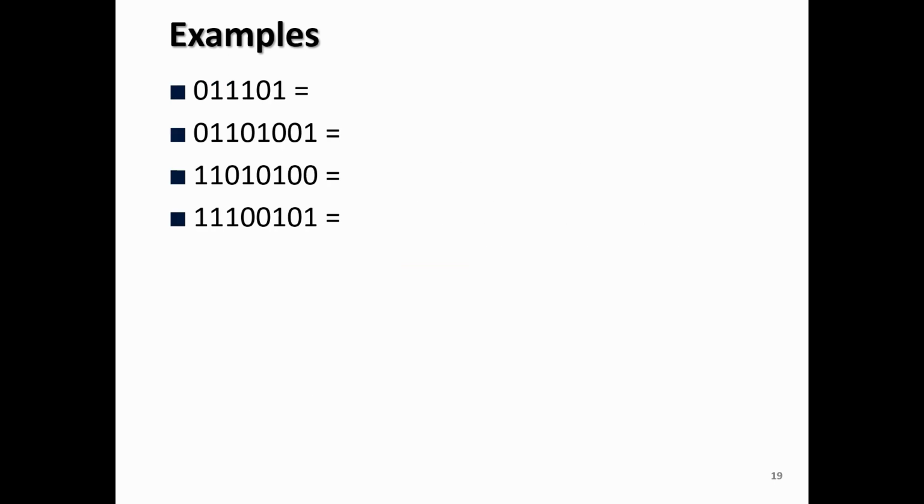So for example, we have these 4 binary numbers, okay? We're gonna do the first one. So we have to first look at the first bit on the left. What is the first bit on the left? That's a 0. So that means that's a positive number. So we have a positive, okay?